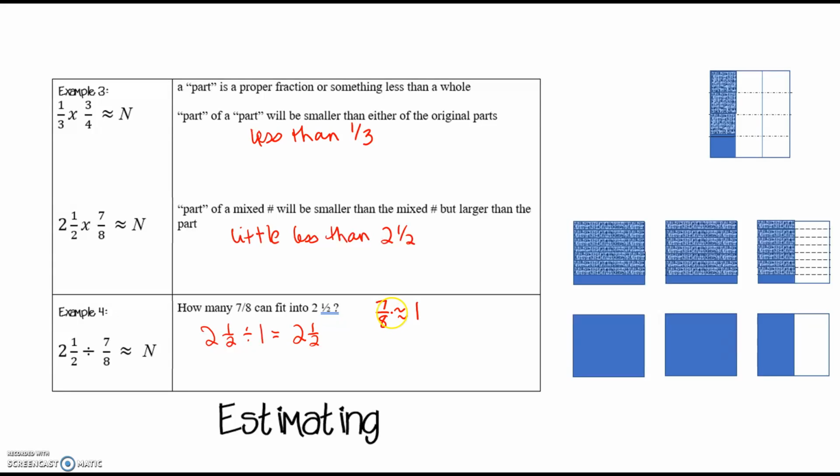But remember here, the size of my group is not really 1. The size of my group is smaller than that. So if the size is actually smaller, I should be able to get more groups. So my answer here is going to be a little more than 2.5. And that's it for estimating.